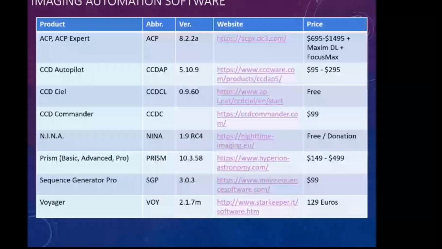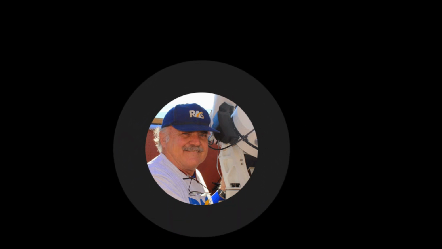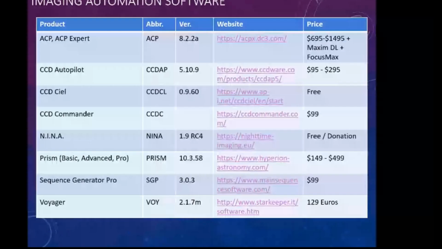So in that case, you do, and as we go through this presentation, as I go through each of the areas, like taking pictures, you'll see for CCD Autopilot, you have to have another product to actually take the pictures. So that 95 to 295 is actually 95 to 295 plus that piece of software. Yes, exactly. Good point. So I should be consistent here because I have that called out for ACP. We'll get to it when we get to it. You will see it.